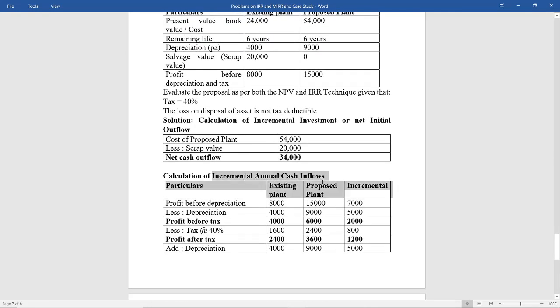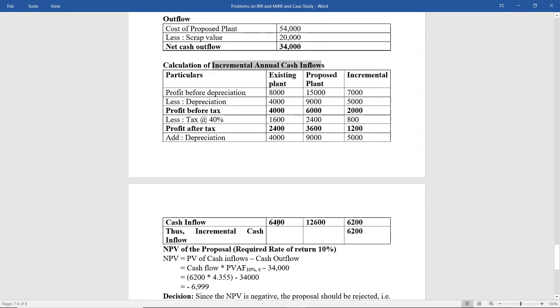Next, incremental cash inflows for existing and proposed. Profit before depreciation is how much? 8,000 for existing. For proposed it is 50,000, 15,000. Depreciation is already given, 4,000, 9,000. So profit before tax is 4,000, 6,000. You are going to deduct tax, then you get profit after tax. Now it is cash inflows. Depreciation is a non-cash item, so you are going to add back depreciation, 4,000, 6,000. So the cash inflows are 6,400 under the existing asset, and under the proposed asset 16,000, 12,600.